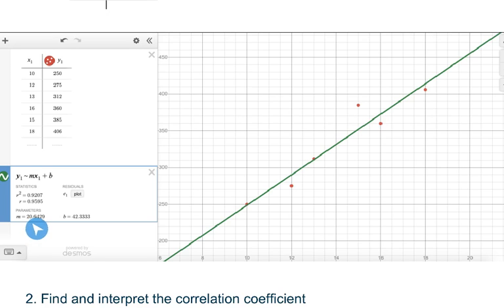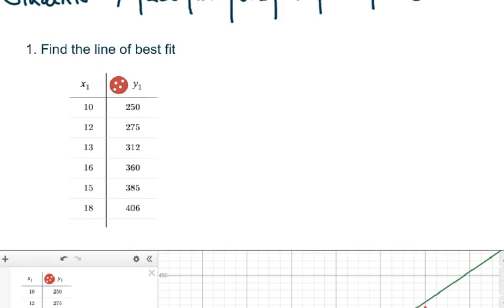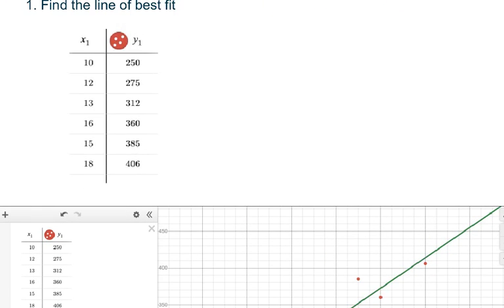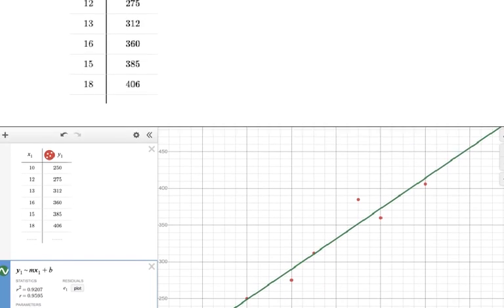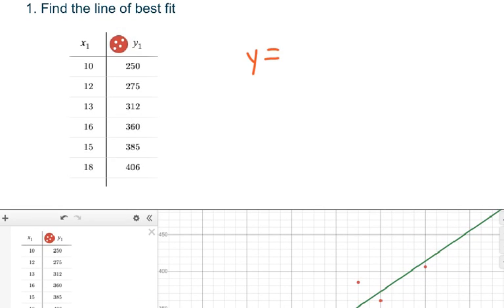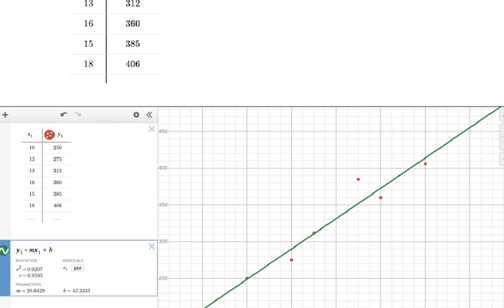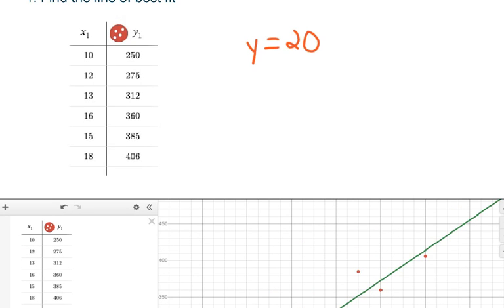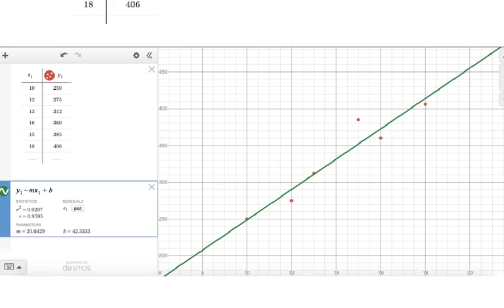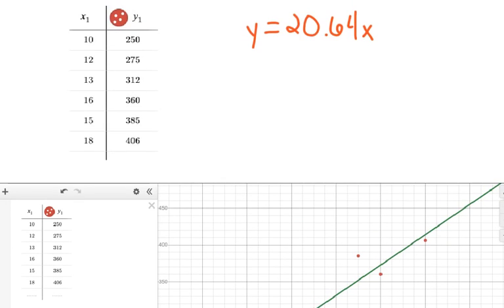Okay, so it tells you the slope. Here's your slope, 20.6429. Here's your y-intercept, 42.33. And it also tells us our correlation coefficient. It's the r value, not r squared. It's r, okay? So question number 1 was find the line of best fit. Well, Desmos did that for us. It is y equals 20.64, I'm just rounding to 2 decimal places, and then there's an x on the end of that one, and then our y-intercept, plus 42.33.